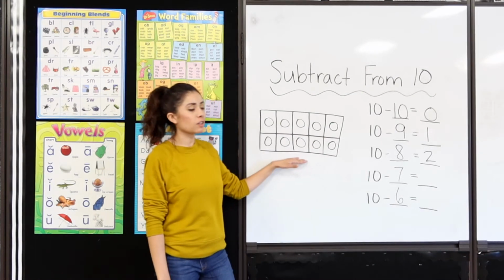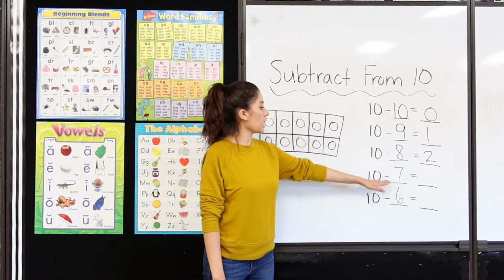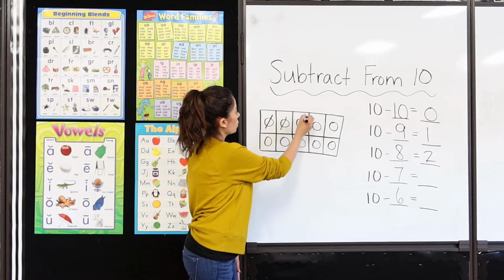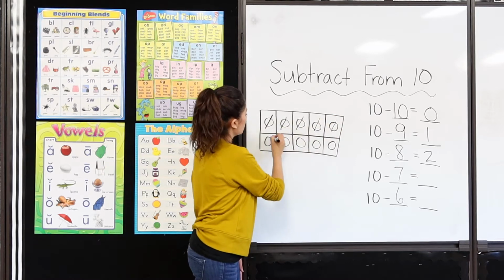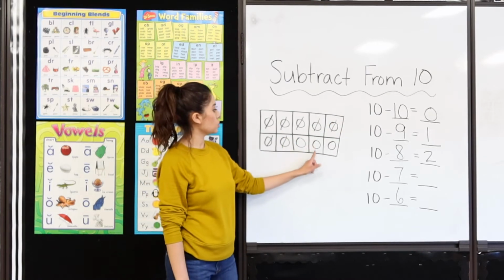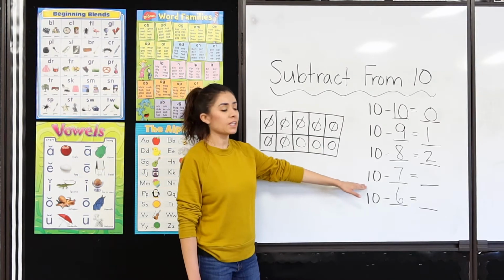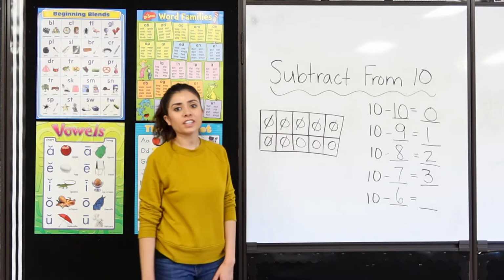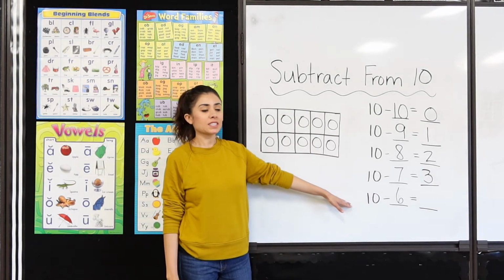I have 10 counters in my tens frame. Let's go ahead and cross off the 7 that we're subtracting. 1, 2, 3, 4, 5, 6, 7. How many do I have left? 1, 2, 3. 10 minus 7 equals 3. Very good. 10 minus 6.